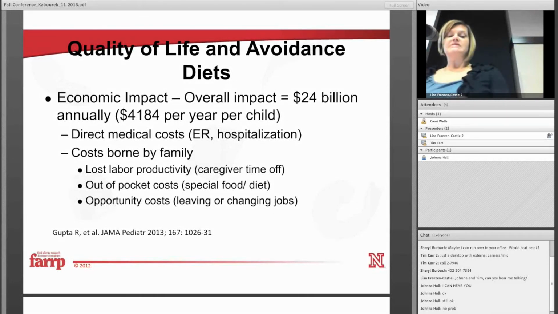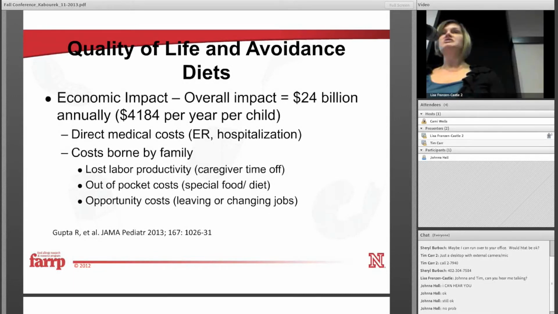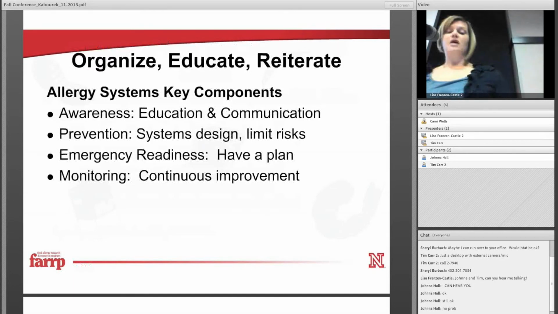They just released this year the economic impact of food allergy. It is averaged at about $4,100 per child in a food allergic family. And what they did was they looked at direct medical costs, ER visits, clinician visits, all of those costs. And then they also looked at the cost to the family. Lots of families will keep their child home and homeschool them. Or the mom will quit her job and take care of the child. Or she will, if she had a job that required a lot of travel, take a different position so she doesn't have to travel. So they looked at those indirect costs also.